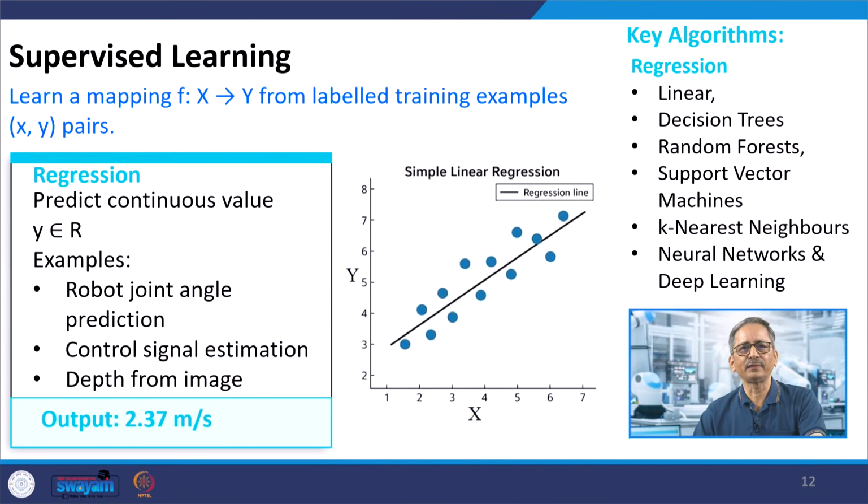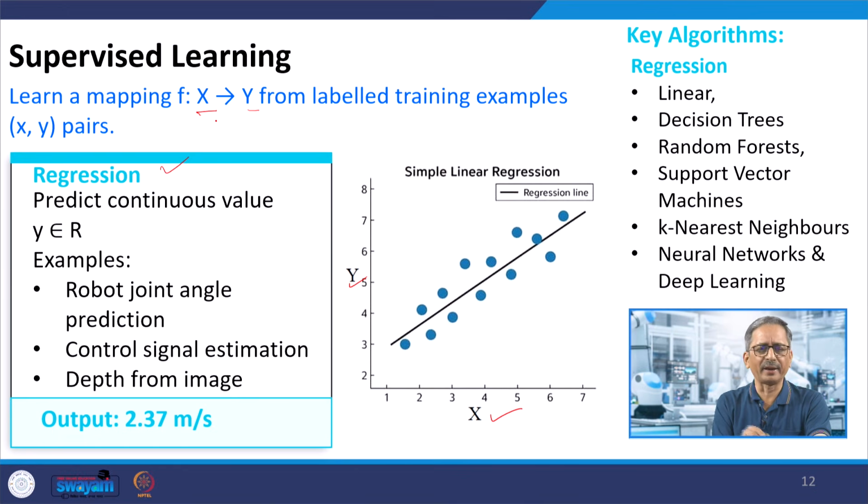In case of supervised learning, what we do is learn a mapping from X to Y. For a certain type of input you are given the output. From the labeled training examples, we have the pairs, and the model learns a mapping. Suppose I have X, I have Y, and we have these data. Now, supervised learning is of two types.